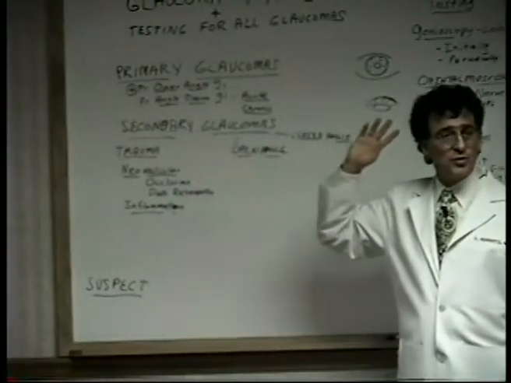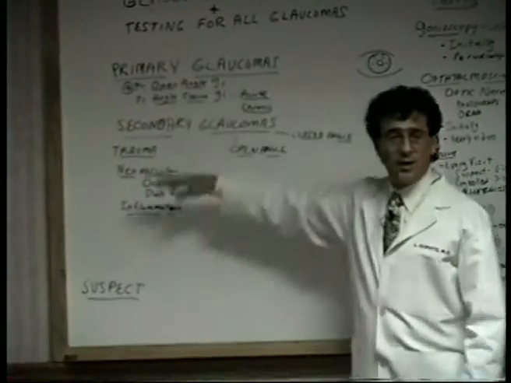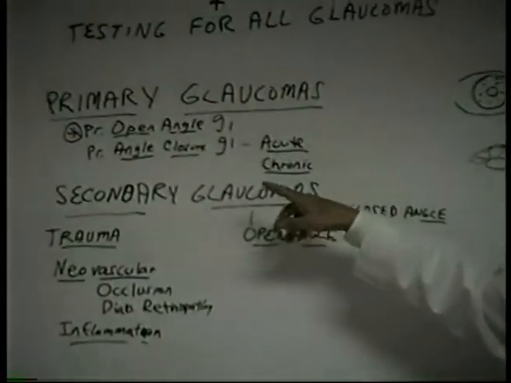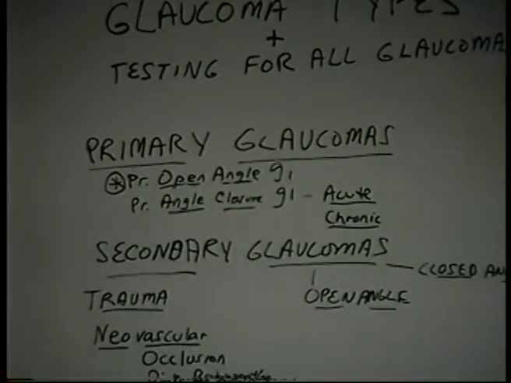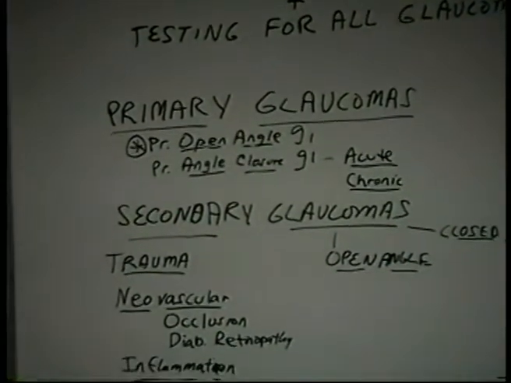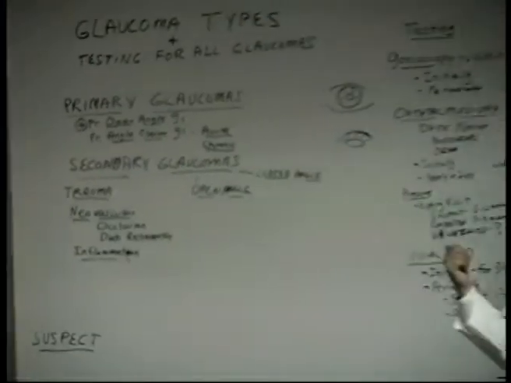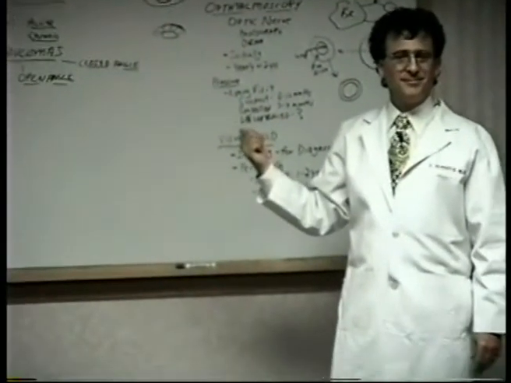Angle was closed. We didn't find anything else wrong with the eye. I forgot to tell you that. Okay? So we've got primary angle closure glaucoma, but what did I say? The optic nerve is normal. Now, didn't I say glaucoma is a disease of the optic nerve? Here's the exception.